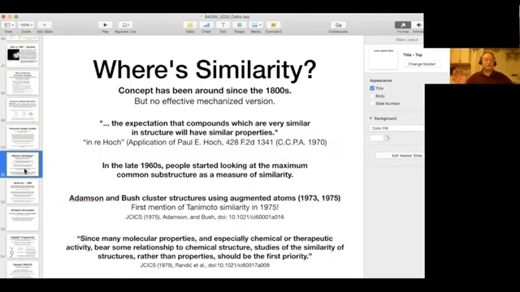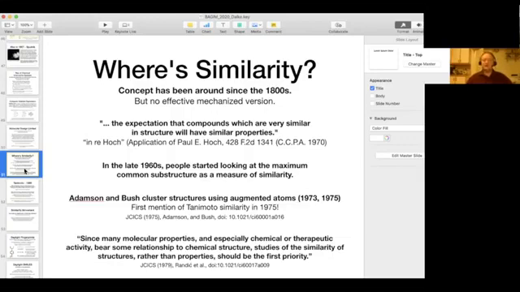The concept has been around, of course, for a long time. I've tracked the legal, the patent office says in 1970, expectation that compounds which are very similar in structure have similar properties, but there's no way to make that, I guess, mechanize that. So in the 1960s, they had maybe maximum common substructure.